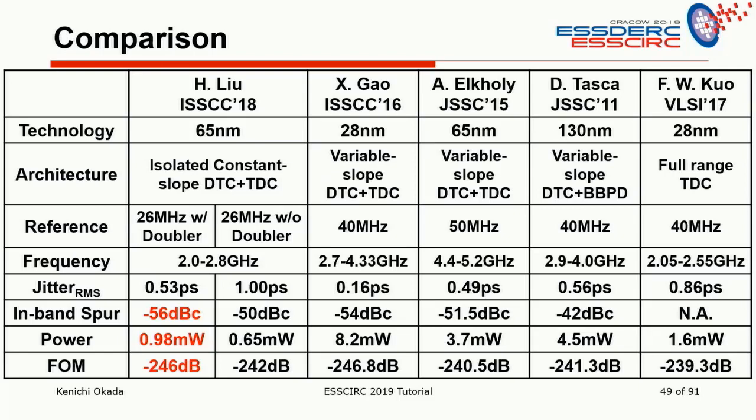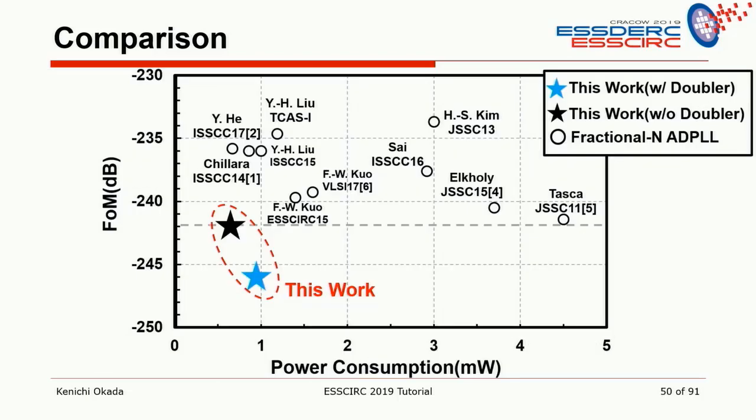This one is one of the best performances in digital PLL, and 246.8 dB could be realized, but power consumption is still very large. This is one of the very low power designs, but still 1.6 milliwatt is required. So in this design, less than 1 milliwatt is realized, with a figure of merit less than minus 2.4. Okay, this is easier to understand.